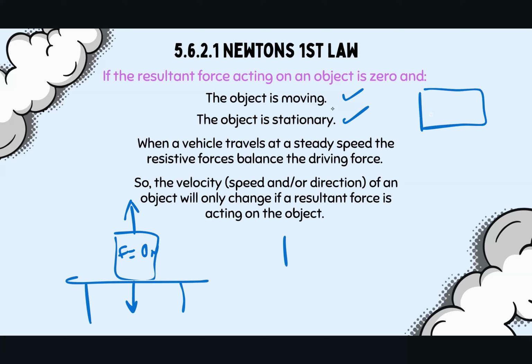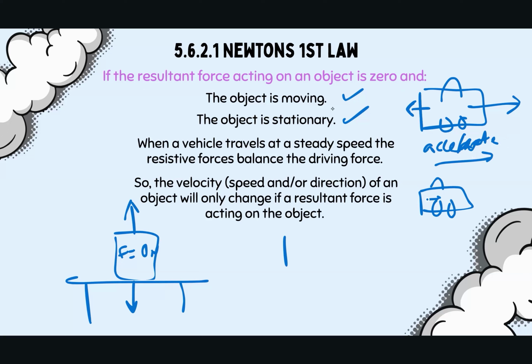Let's look at car number one. If car number one has a bigger force this way and a smaller force this way, what will happen to that car? It's going to accelerate in that direction. If you've got another car and it's got a bigger force going that way than this way, then that car is going to slow down. It's going to decelerate.